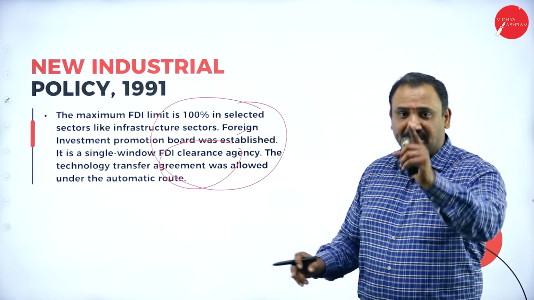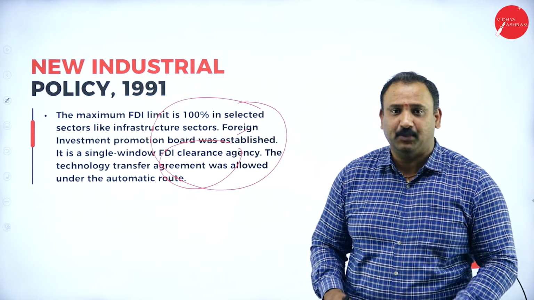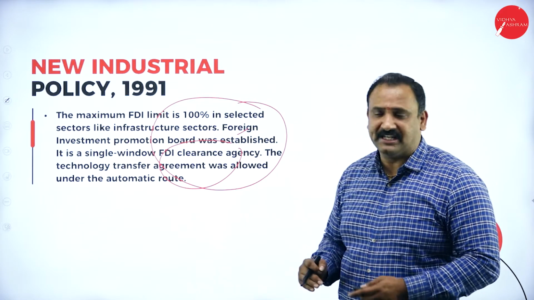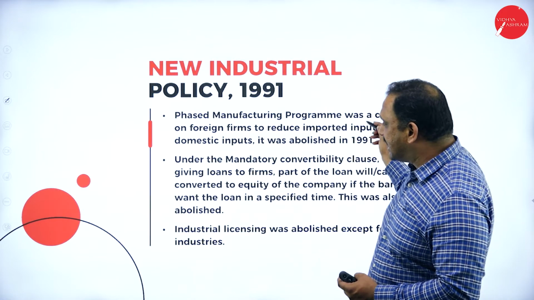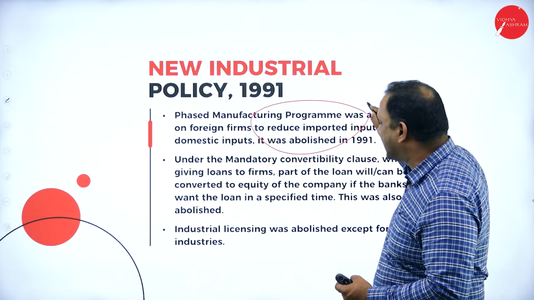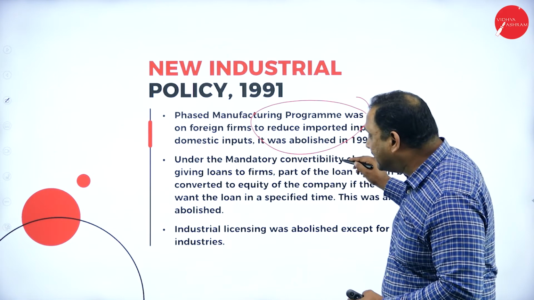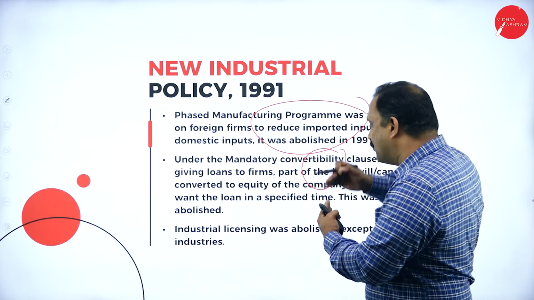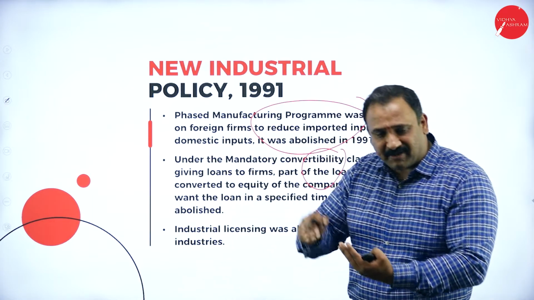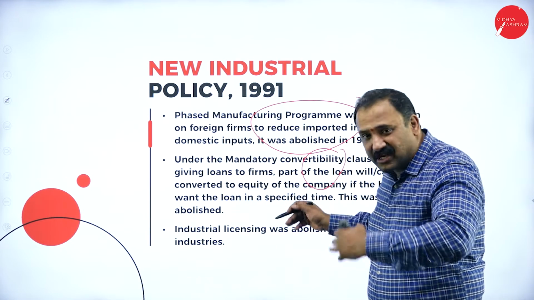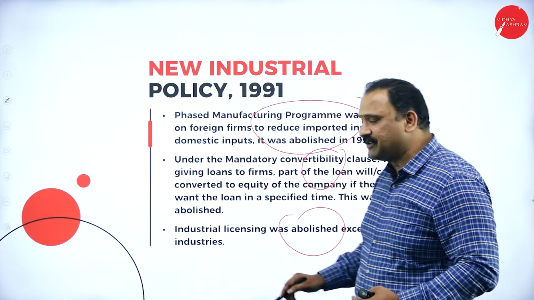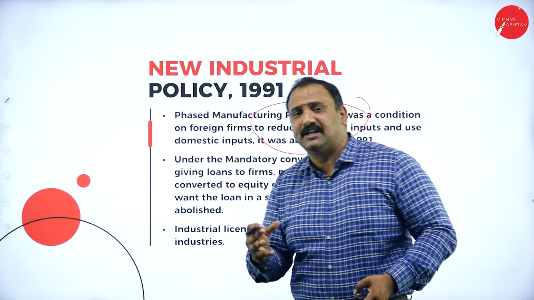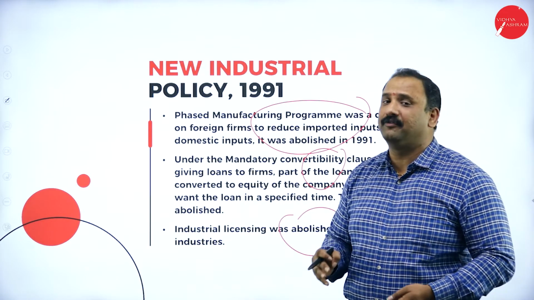So definitely, the new industrial policy of 1991 is a must to know for all of us, which has redefined the Indian economy. Now, the other thing is that we also came up with a phased manufacturing program. Under the mandatory convertibility clause, we were giving loans to firms who could convert themselves into equity-based, private limited firms. Industrial licensing was also abolished, except for 18 industries which were kept closed. But for the remaining, we were trying to give an open market so that everybody can become a part of this economy.